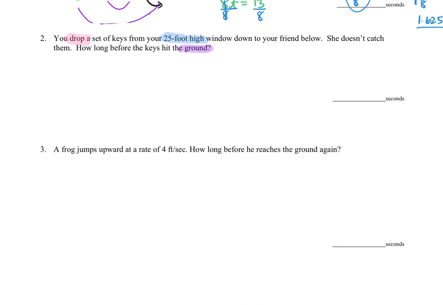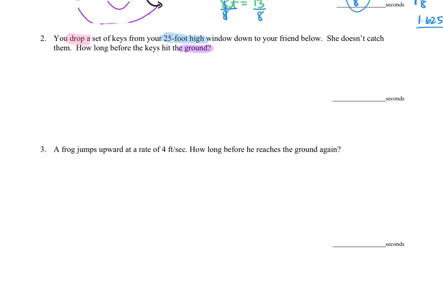Okay, and I think it's important that you know how to set up the equation. The other one, it gave it to you, but we need to know, how do you plug everything in? How do you translate the words into a math problem? So you can see that there's a very, very light gray underneath, and that's just so I can write over the numbers. It says you drop a set of keys from your 25-foot high window down to your friend below. She doesn't catch them. How long before the keys hit the ground?